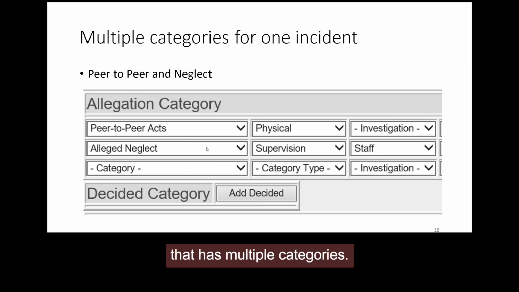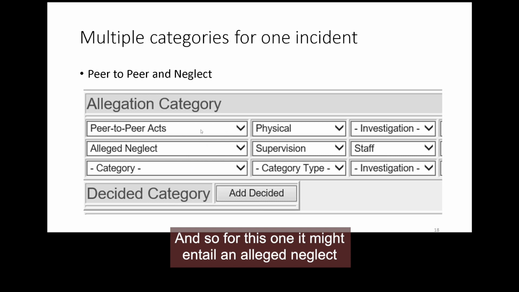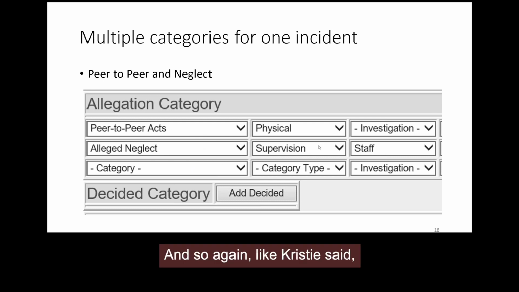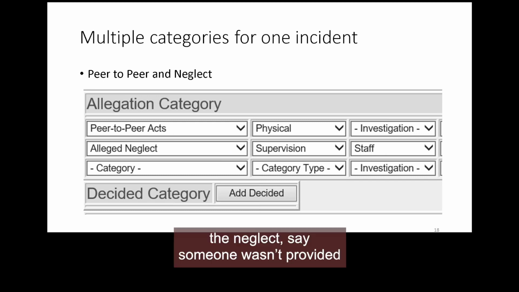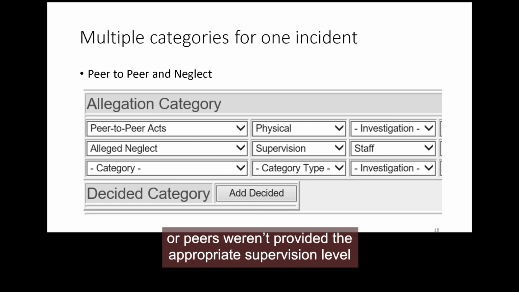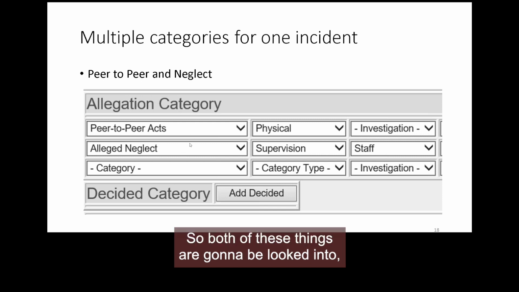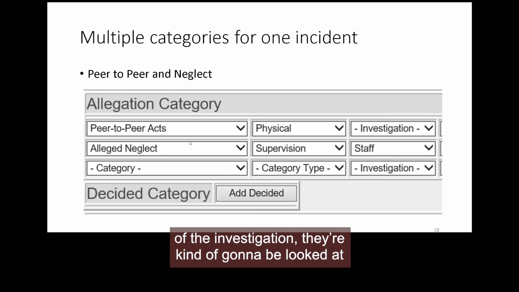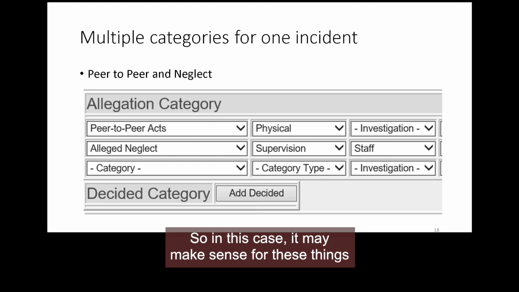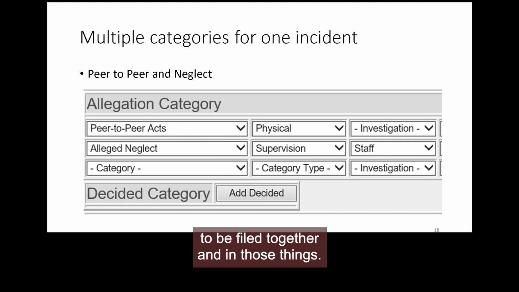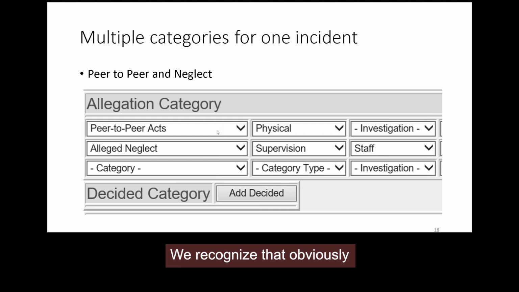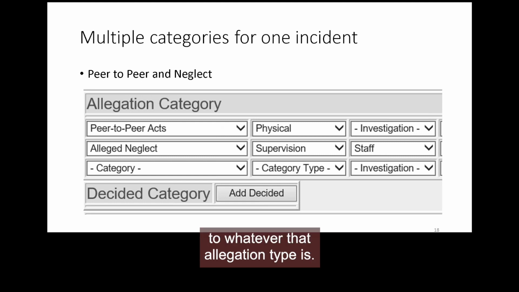This might be another example where you might see an MUI that has multiple categories. For this one, it might entail an alleged neglect and a peer-to-peer act. Again, like Christy said, this is on the alleged category. So you may see incidents where, say, peers weren't provided the appropriate supervision level, and a peer-to-peer act happened. Both of these things are going to be looked into and investigated during the same investigation process. So in this case, it may make sense for these things to be filed together. We recognize that a written summary or some communication that goes out to a guardian or individual is going to have to be specific to whatever that allegation type is.